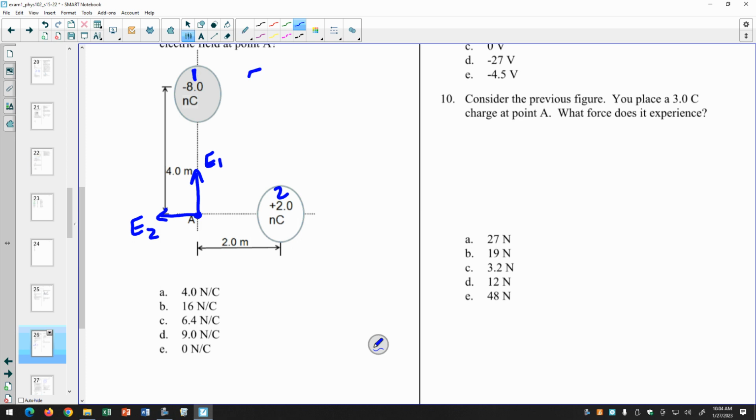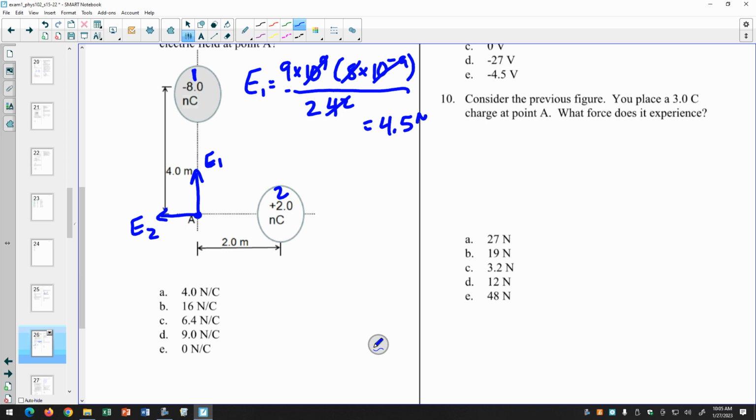I can calculate E1. KQ over R squared, that is K, let's go right in the numbers, 9 times 10 to the 9th, 8 times 10 to the minus 9. Notice I'm not putting in the negative there, I'm just finding the magnitude, and the distance is 4 squared. Those cancel there, the 8 cancels with 1, leaves a 2 there, and I get 9 over 2. That's equal to 4.5 newtons per coulomb.